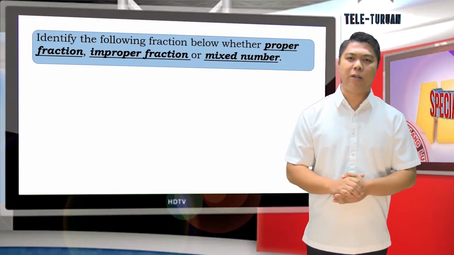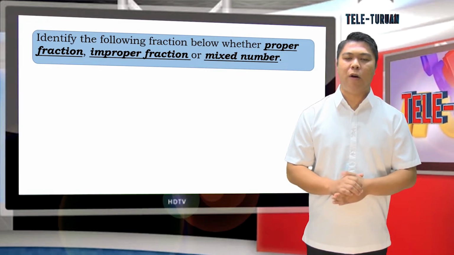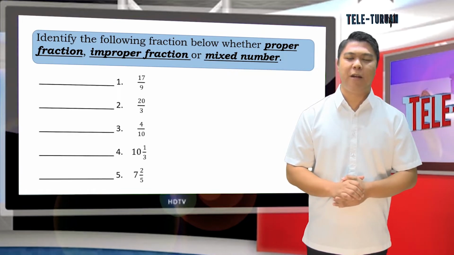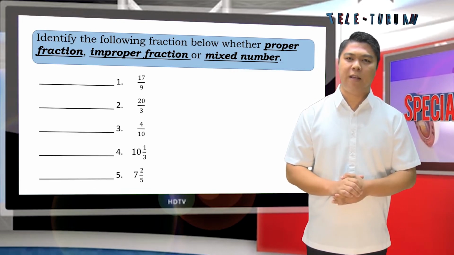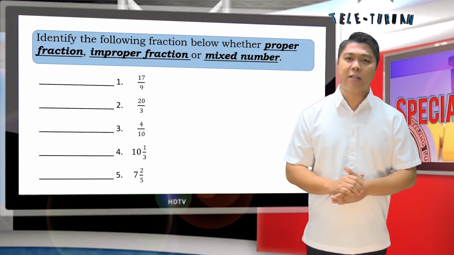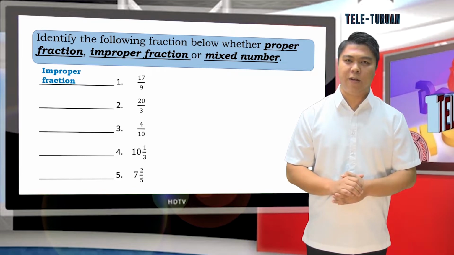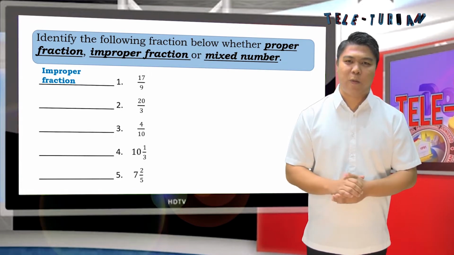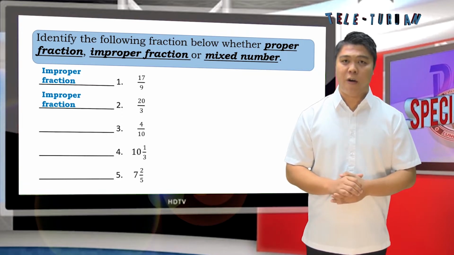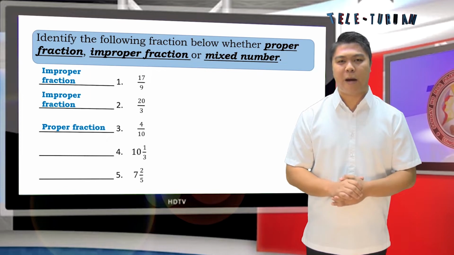Identify the following fraction, whether proper fraction, improper fraction, or mixed number. Are you ready? Let's begin. Number 1, 17 ninths. Very good. 17 ninths is an improper fraction. Number 2, 20 thirds. You are right. 20 thirds is an improper fraction. Number 3, 4 tenths. Correct. 4 tenths is a proper fraction.